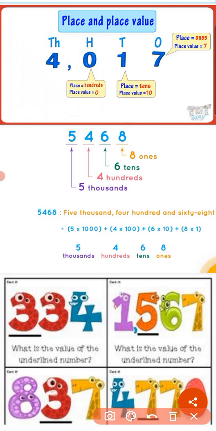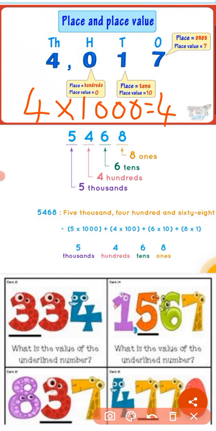Next, 4 is in thousands place. So to find the place value, you should multiply that digit by 1000. When multiplying by 1000, write the digit first, then put 3 zeros. So the place value of 4 is 4000.